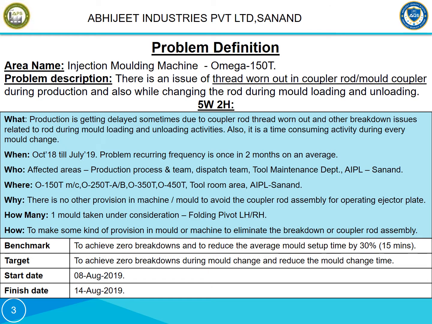So initially we have chosen folding pivot mold of our customer Tata Ficosa for implementing this Kaizen. After setting up our benchmark and target, we started implementing this Kaizen on 8 August 2019 and completed it on 14 August 2019.